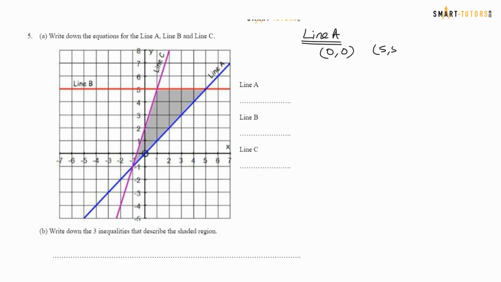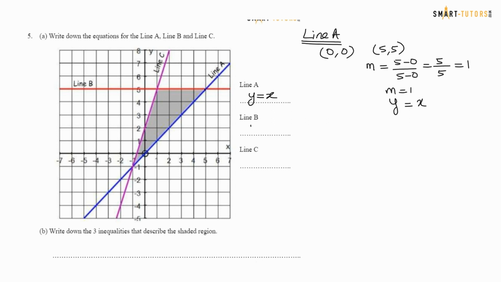So 5, 5. Definitely the equation, the gradient we find first: y minus y coordinate and x minus x coordinate. So 5 minus 0 is 5, 5 minus 0 is 5, 5 divided by 5 is 1. So m equals 1. So y equals gradient 1 x, so y equals x. There is no intercept because it's going through the origin. So that is the equation, y equals x, of line A.